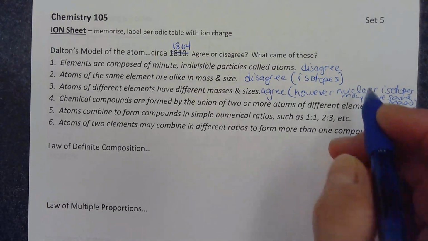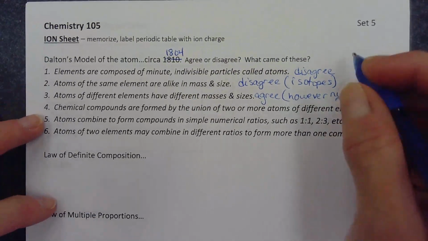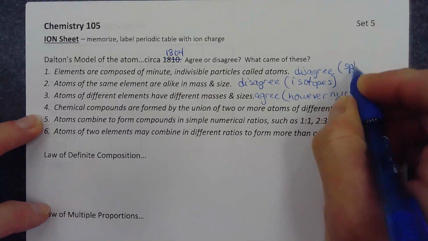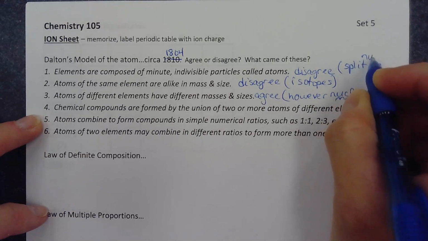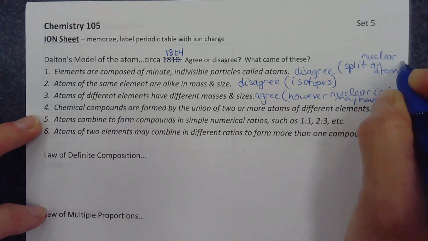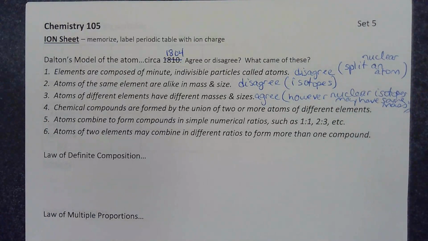Nuclear chemistry is where this comes into play, as well as this one, because you can split an atom, and this is what we were talking about earlier. Again, it's nuclear chemistry, which of course would not have been thought of at all in Dalton's time in the 1800s.